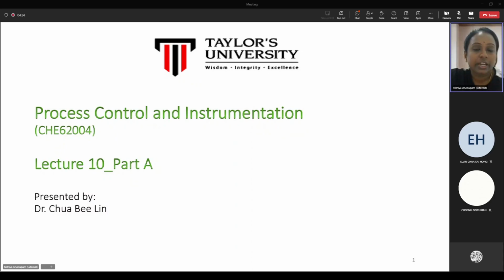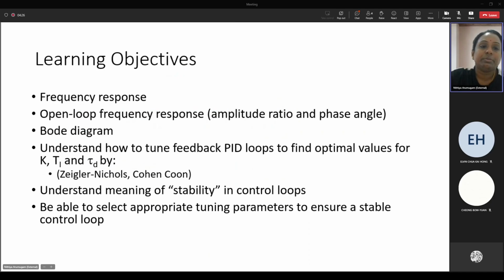Okay, so with that, we also will be looking into the Ziegler-Nichols and Cohen-Coon tuning methods. So these two are very famous, or successful, methods, we can say, to tune feedback PID loops. Okay, focusing on how to get the controller gain, the integral time constant, or even the derivative time constant, tau d, from these two methods.